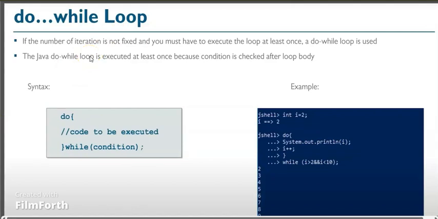Now the do while loop. Let's see the slide information on this. If the number of iterations is not fixed and you must execute the loop at least once, a do while loop is used. The Java do while loop is executed at least once because the condition is checked after the loop body. There is a basic syntax with do and while, and an example we can observe.